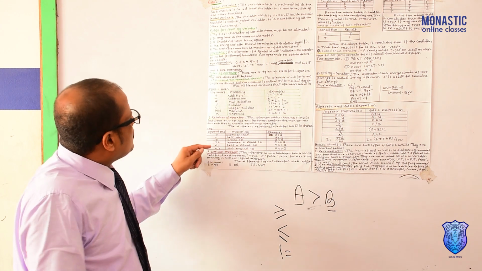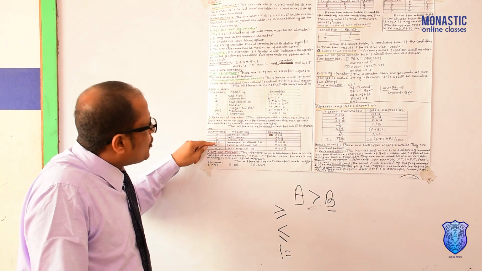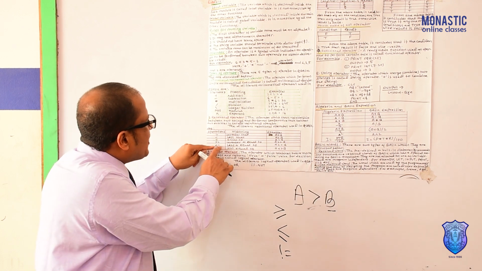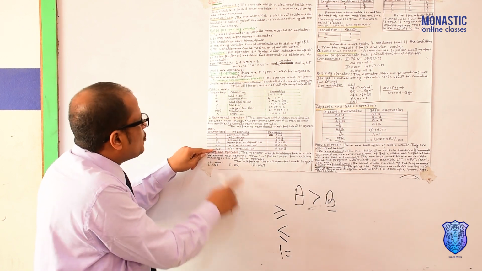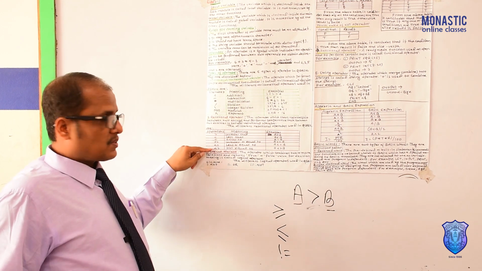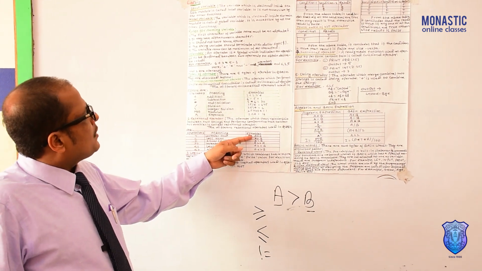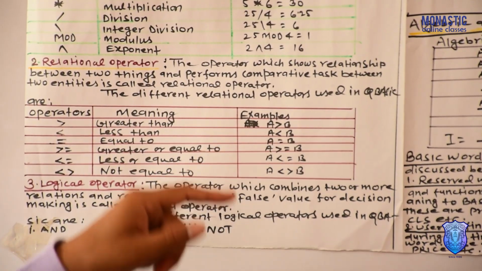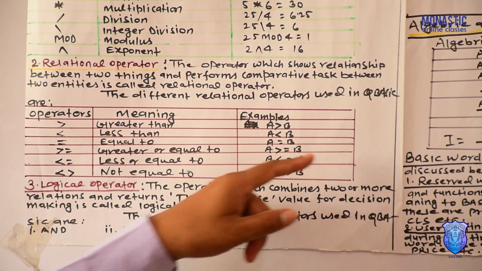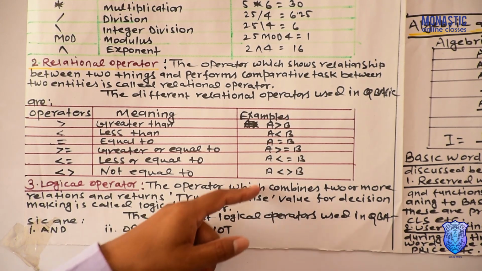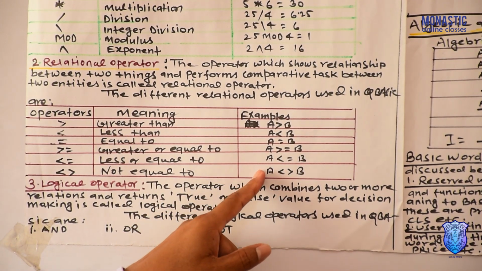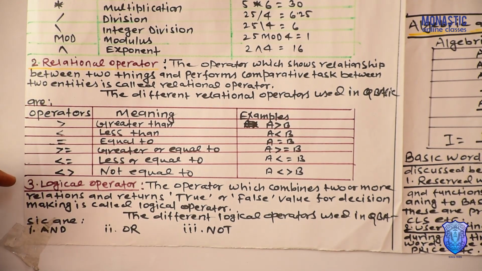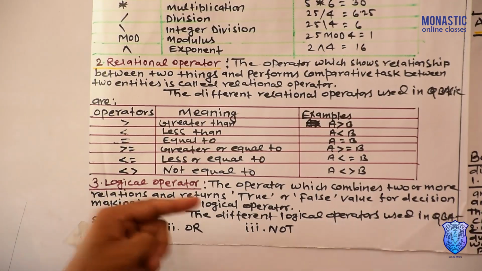Greater or equal to is written like this, less or equal to is written like this, and not equal to is written like this. Their examples are A greater than B, A less than B, A equal to B, A greater or equal to B, A less or equal to B, and A not equal to B. Now move to another operator. Next one is the logical operator.